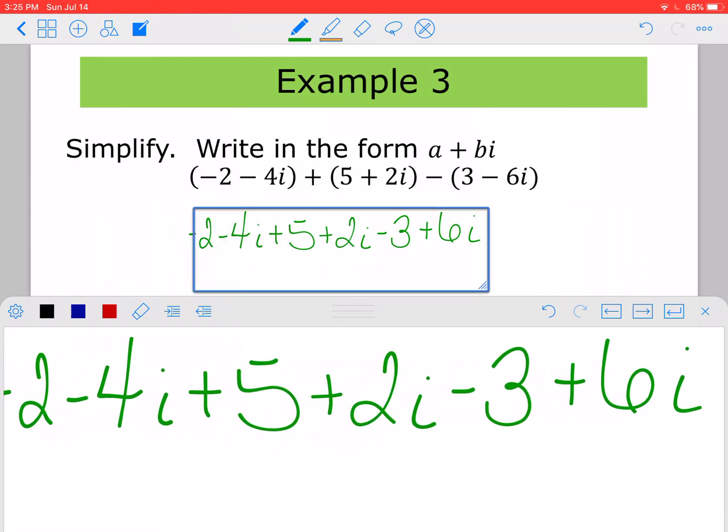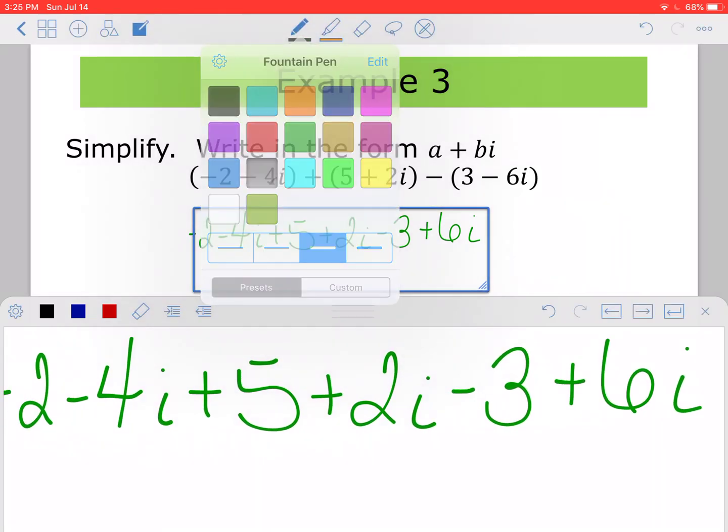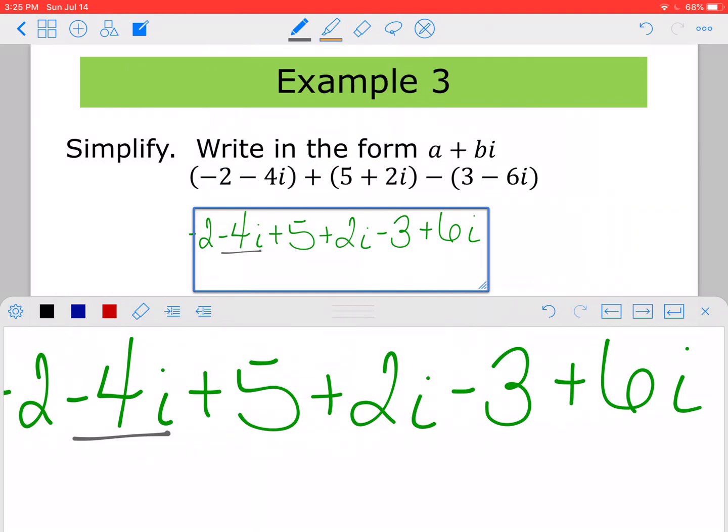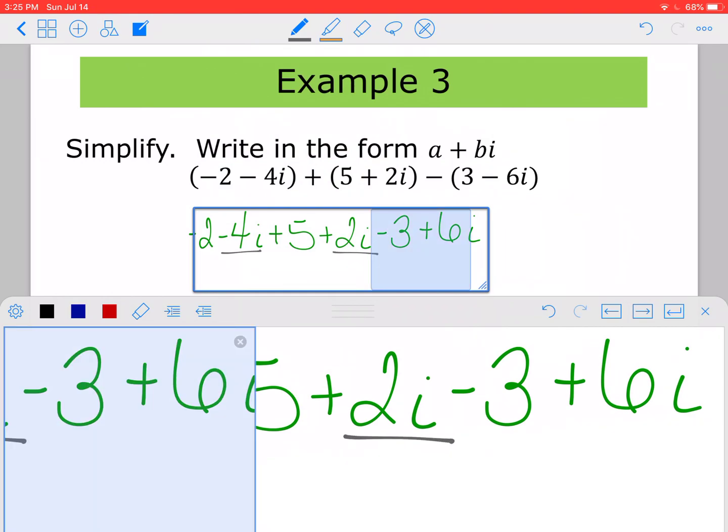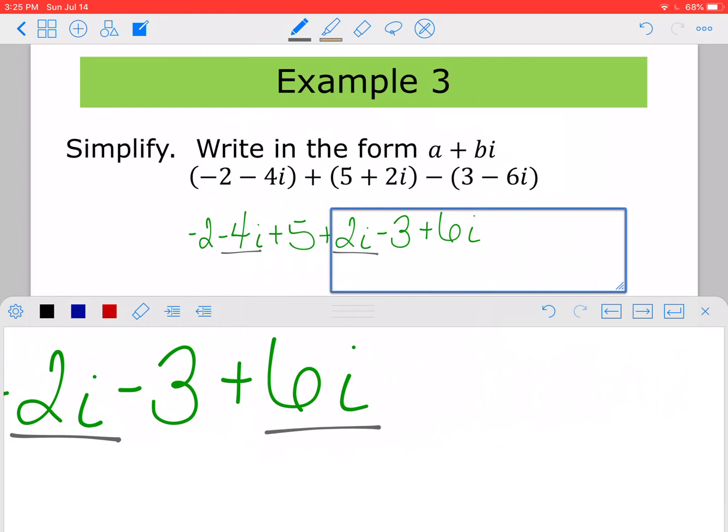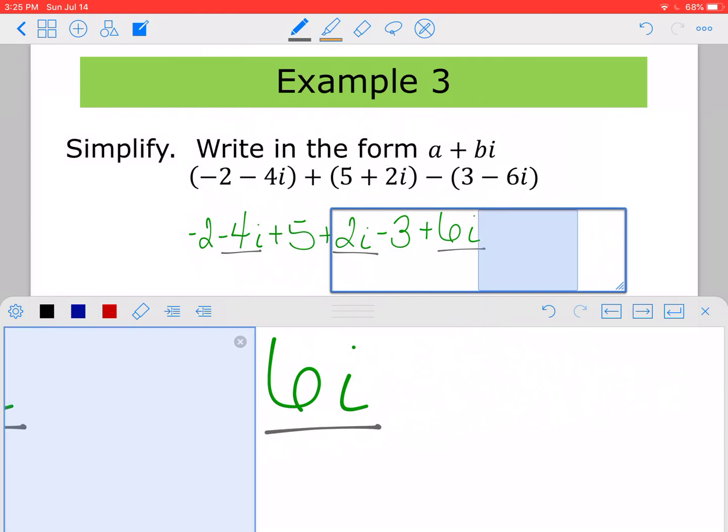Then combine our constants. So negative 2 plus 5, that gives us 3. 3 minus 3 is 0. So our solution, our answer, simplified, is just 4i.